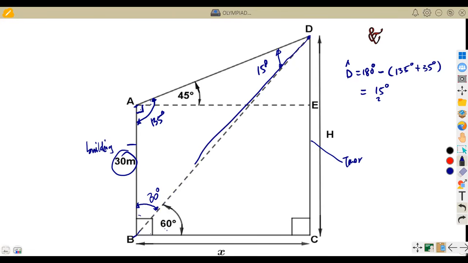So we are focusing on side BD. All right, I want you to see something here. The side of 30 meters corresponds with the angle of 15 degrees. These two are opposite to each other. We want to calculate side BD, which is this side, and it corresponds with an angle of 135 degrees. So they are opposite to each other.